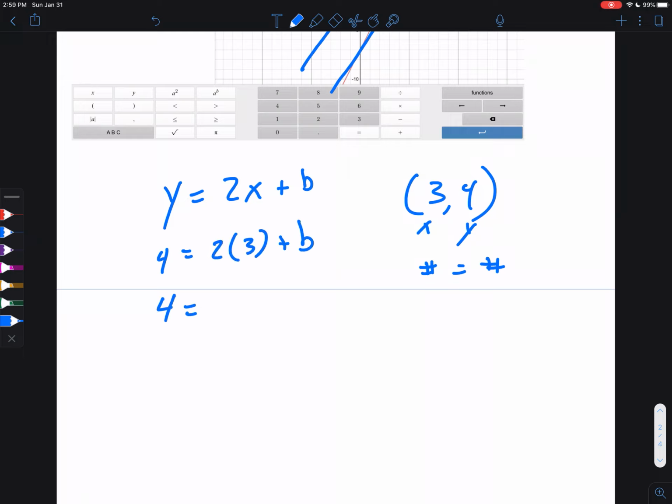So I just plug those numbers in. And I get 4 equals 2 times 3, which is 6, plus b. And then we subtract 6 off. And it looks like I get -2 equals b here. So that b value should have been a -2.